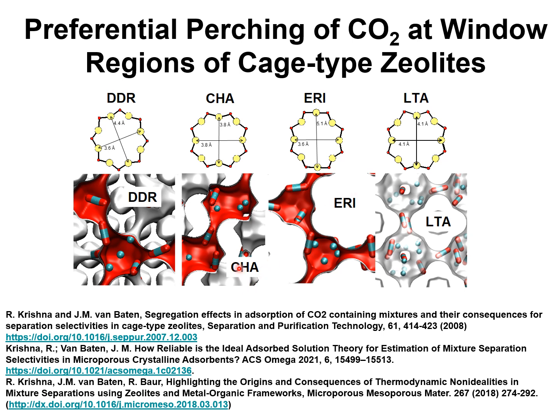In my talk today, I discuss a peculiar phenomenon that is prevalent in such cage type zeolites, and that relates to the preferential perching of CO2 at the window regions, and the partner molecules, on the other hand, such as methane, ethane, nitrogen, and hydrogen, prefer to locate within the cages. Put another way, CO2 prefers the window seat in such cage type zeolites.